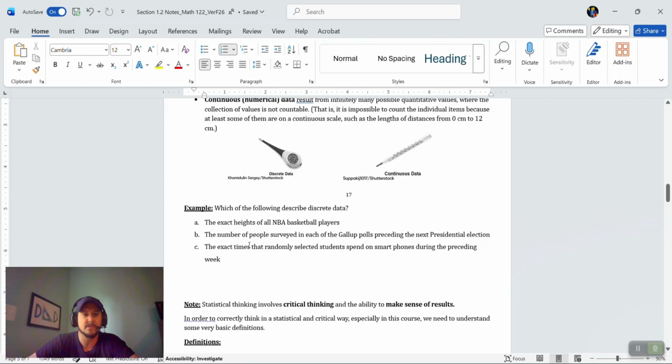Time is continuous, so generally speaking, when we're talking about different time values, as long as they're not categorical data time values like 1776 or 2026, if we're talking about time, it's usually on a continuous scale. So we could get really granular with how we measure the exact times that students are spending on smartphones during the preceding week.